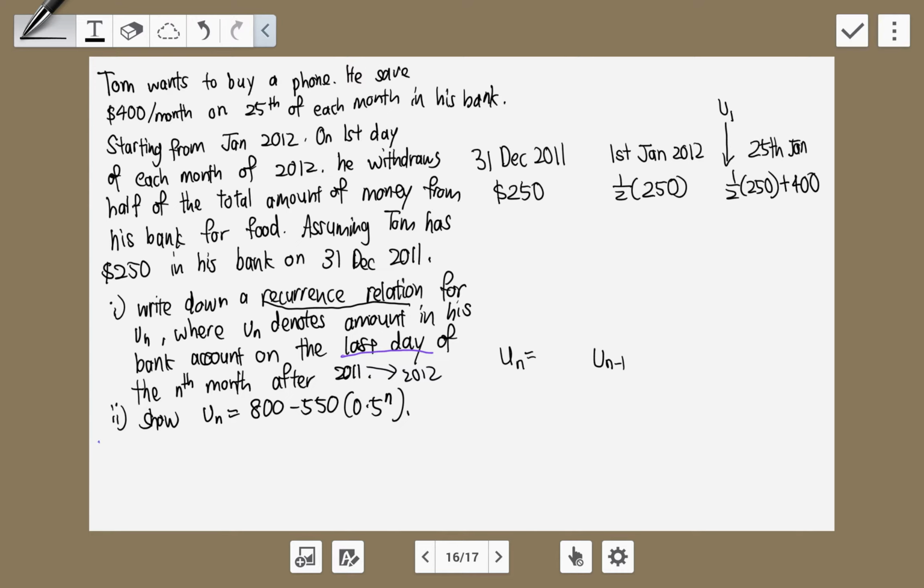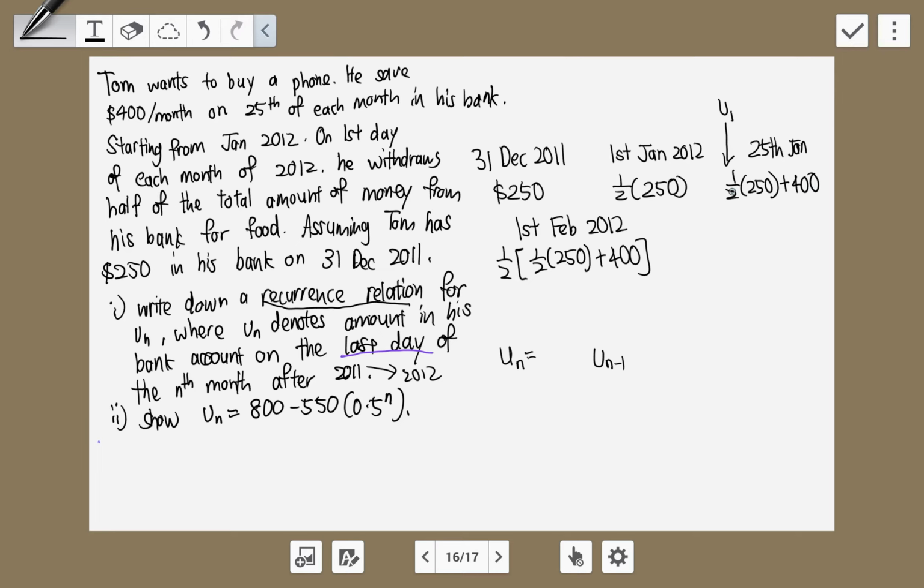Then when you go to 1st February 2012, we will withdraw another half of this amount. So half times, half times 250 plus 400. You might ask, why don't I just input these figures in the calculator and get a single value? That will make the value nicer, right?